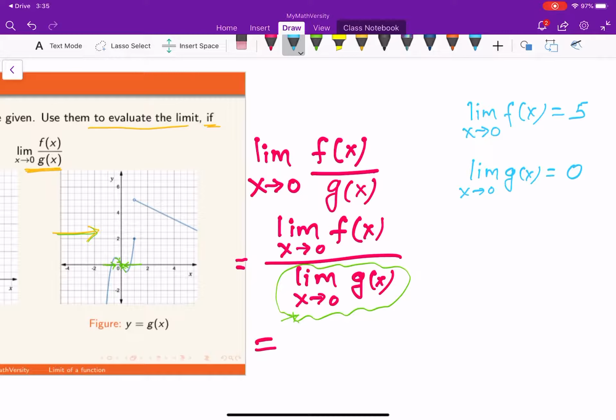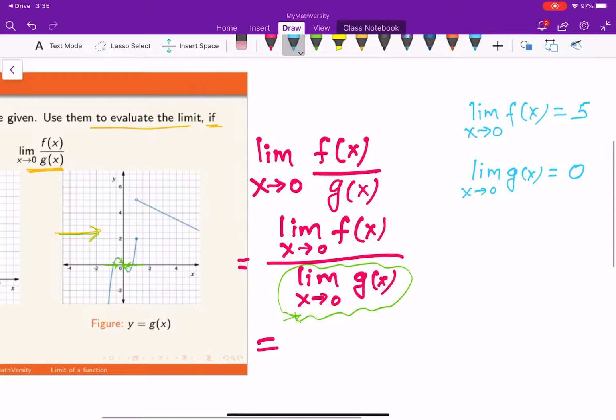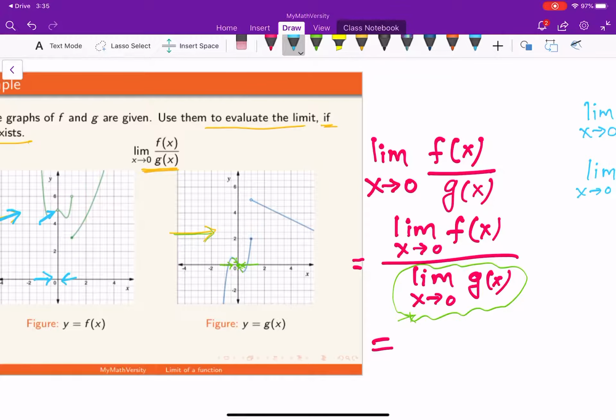So obviously we cannot use the quotient rule, but that's how the function behaves, right? To answer, does it exist or not? So let's try to see and try to understand what limit means. How did we define the limits? The limit of a function at a certain number or something like that.